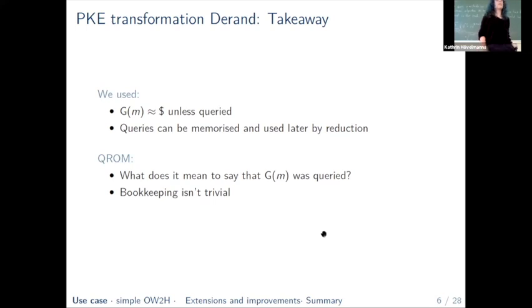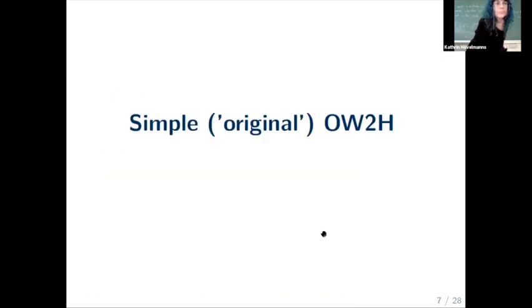So in this scenario, for example, the challenge plaintext is hiding in a superposition. And also, as we have already seen, bookkeeping isn't completely trivial. And this is where original one-way to hiding comes into play.